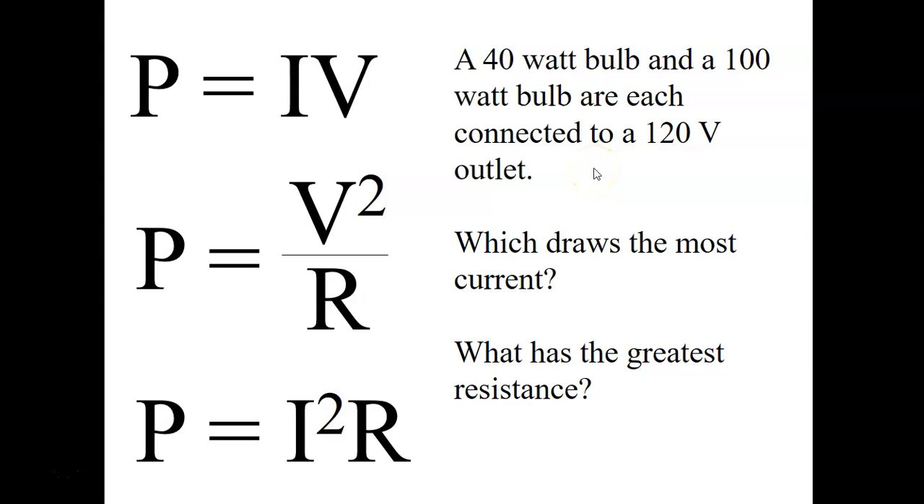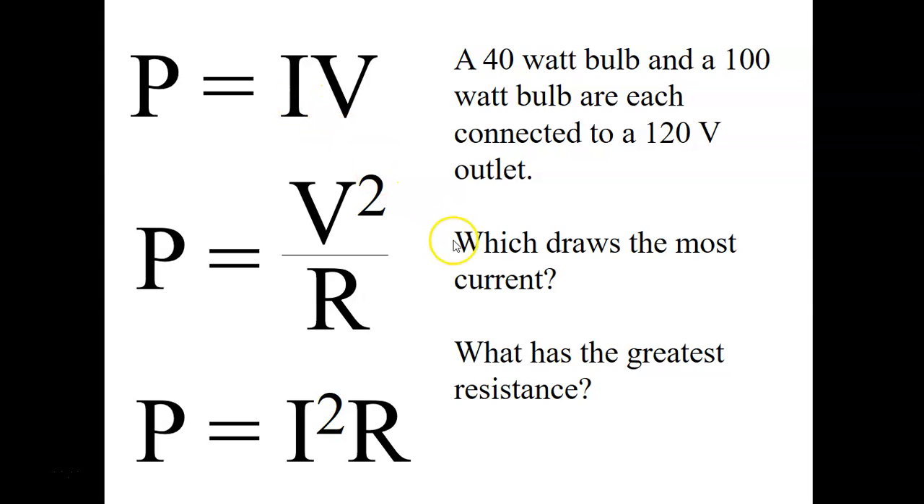So using these equations a little bit more, a 40-watt light bulb and a 100-watt light bulb are each connected to a 120-volt outlet. Which draws the most current? Well, if we look at P equals IV, we've got more power, the same voltage, so what about current? As I increase power, I need more electrical current. So the 100-watt light bulb is drawing more electrical current.